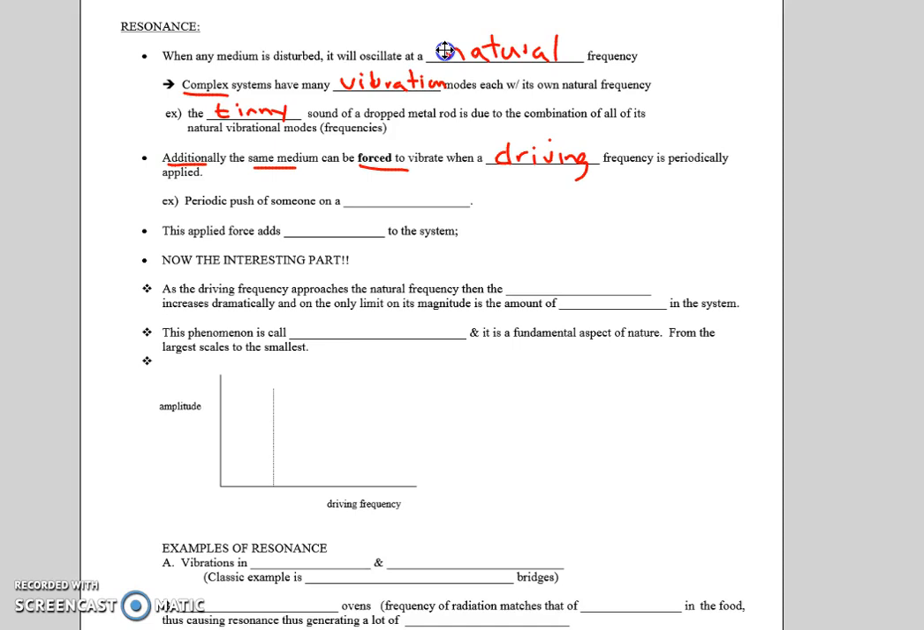Another example is those tuning forks. Okay, the tuning fork itself has a natural frequency based on its shape and size. Whereas if I bring another tuning fork near it, which is vibrating, that would be a driving frequency. All right, so we'll make sure we understand the difference between driving frequency and natural frequency. And a really good example is the periodic push of someone on a swing. Every time you push with a certain frequency, that's a driving frequency. The swing itself has a natural frequency based on its length.